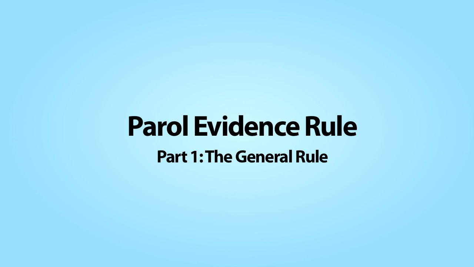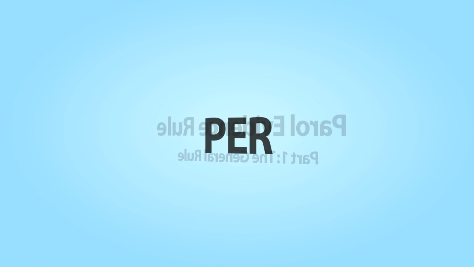Parol Evidence Rule Part 1, the General Rule. The area of the law that this podcast and the 3 following podcasts address is called the Parol Evidence Rule, which is often referred to by the acronym PER. Parol Evidence Rule is something of a misnomer.